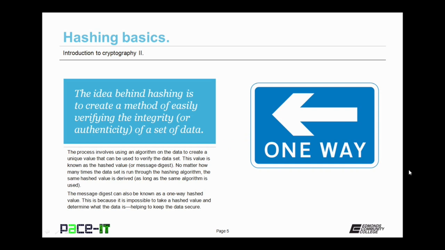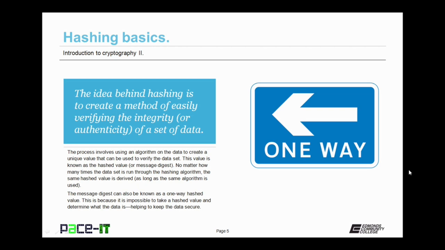The idea behind hashing is to create a method of easily verifying the integrity or authenticity of a set of data. The process involves using an algorithm on the data to create a unique value that can be used to verify the data set. This value is known as the hashed value or message digest. And no matter how many times the dataset is run through the hashing algorithm, the same hashed value is derived, as long as the same algorithm is used.